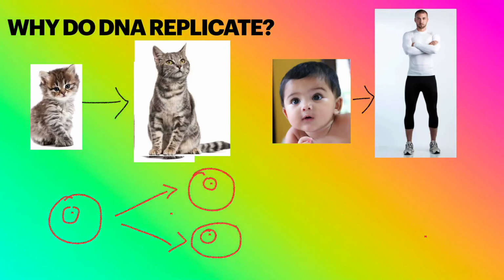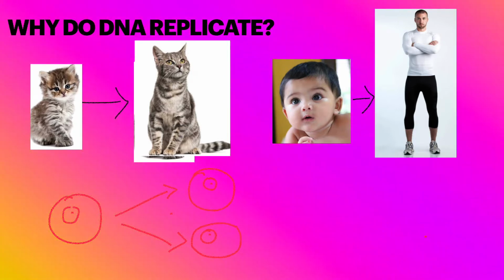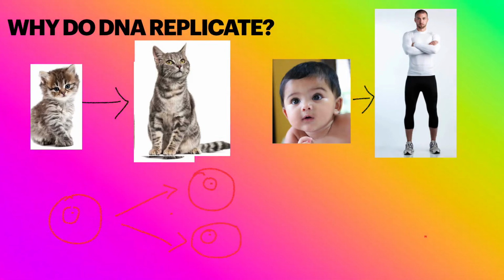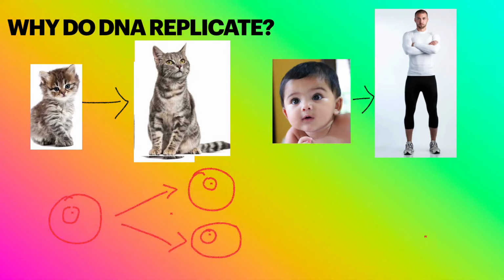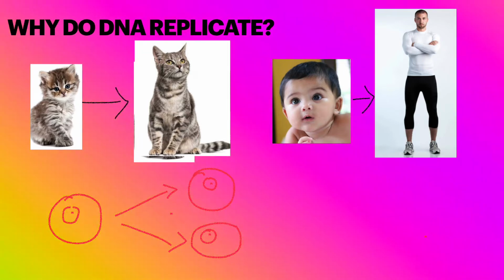Why does DNA replicate? Every living organism needs to grow. For that, there must be cell division. At the time of cell division, every cell content should be equally divided, including DNA. There comes the role of DNA replication. In other words, DNA replicates in order to transfer the same genetic information into two new daughter cells.